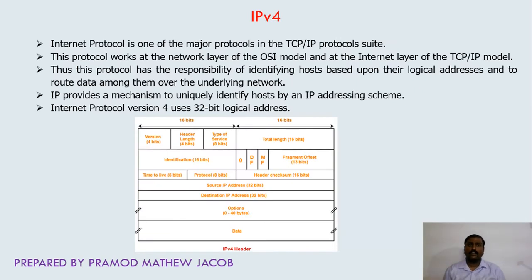Next, let's learn about Internet Protocol or IPv4. Internet Protocol is one of the major protocols used in the TCP/IP protocol suite. This protocol works in the network layer of the OSI model and the internet layer of the TCP/IP model. Actually, the main aim of using IP addressing is to uniquely identify each of the hosts in a network. So the Internet Protocol provides a mechanism to uniquely identify hosts by an IP addressing scheme. IPv4 uses a 32-bit logical address to uniquely identify a system.